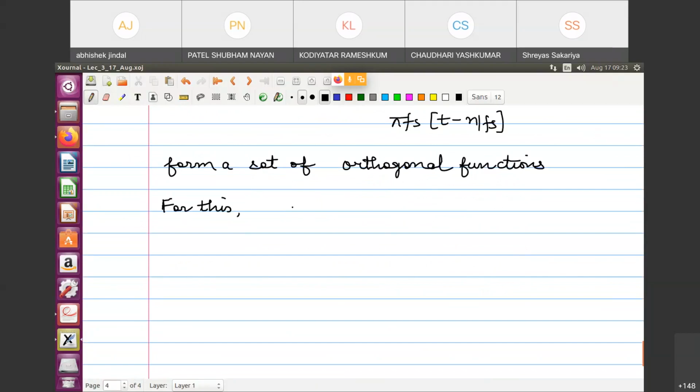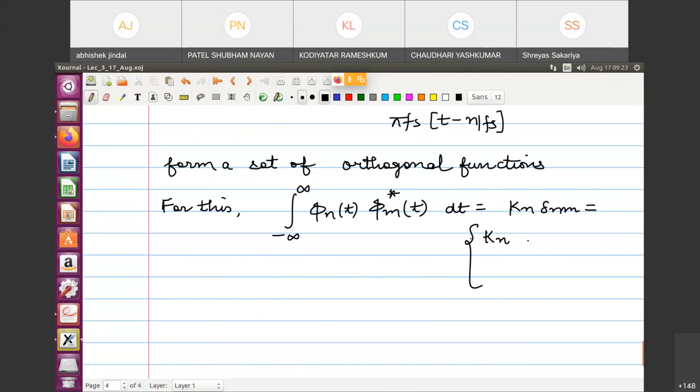what we need to show is that the integral from minus infinity to infinity of phi_n(t) into phi_m(t) star dt is equal to k_n delta_nm. Okay. Now let us see what we mean by this. Let me write it down first. So it means that, if I write it more clearly, this is equal to k_n for n equal to m and 0 for n not equal to m.